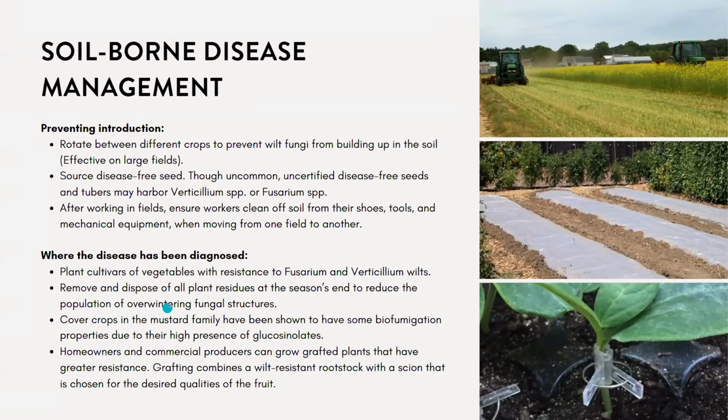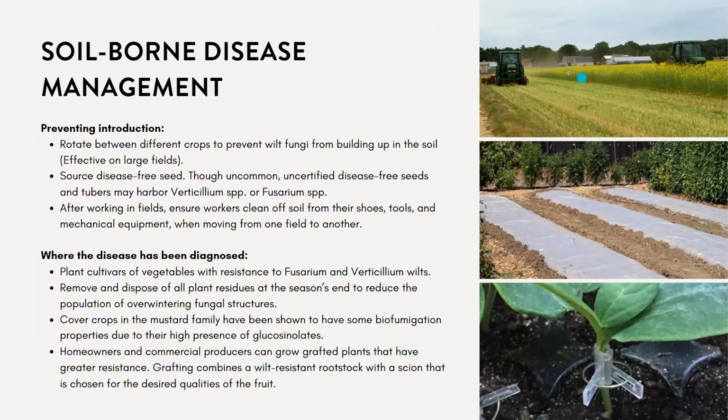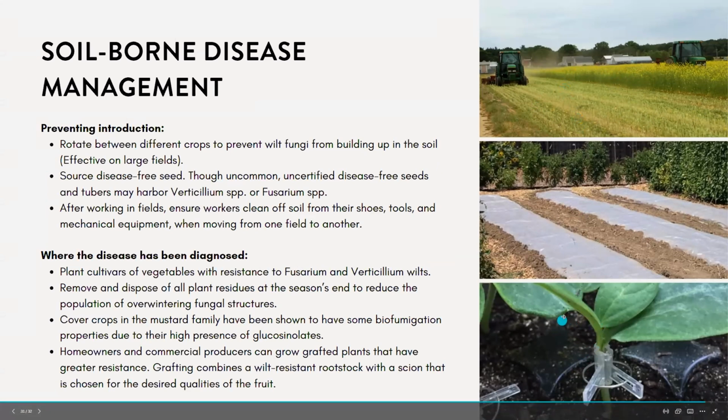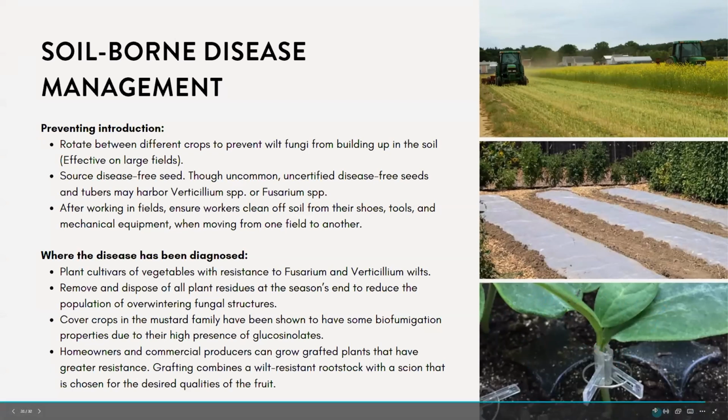Of course, remove infected plant material at the end of the season. There are some studies using cover crops in the mustard family, because those have been shown to have some biofumigation properties due to the high presence of glucosinolates. And there's also the option to graft plants. So if there's a variety you want that's resistant, you can use that as the scion and graft it onto a rootstock that has resistance.